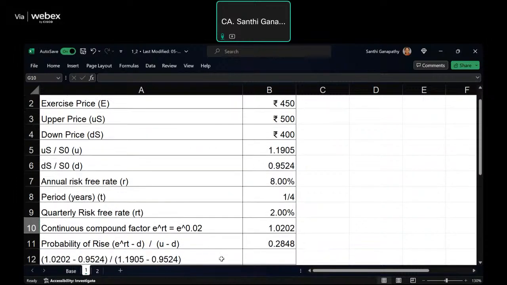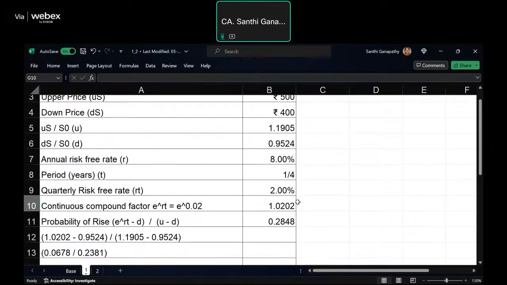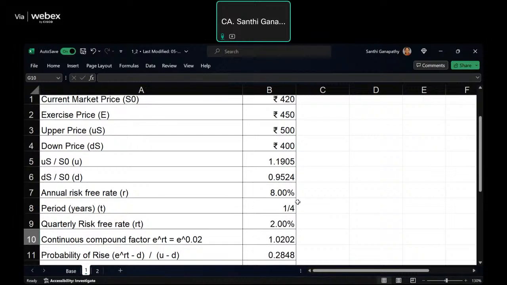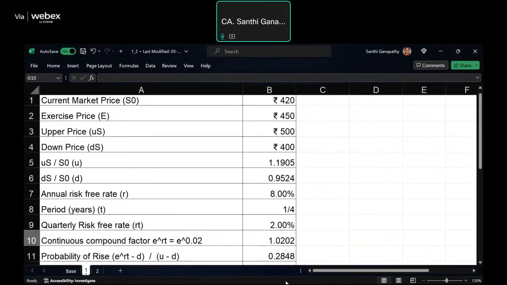Probability of rise would be e to the power rt minus D divided by U minus D. When it is periodic compounding, we will have capital R, which is the compound factor. If it is continuous compounding, we should take e to the power rt. So we have found the probability of rise. Probability of fall will be 1 minus that. Is this part over?